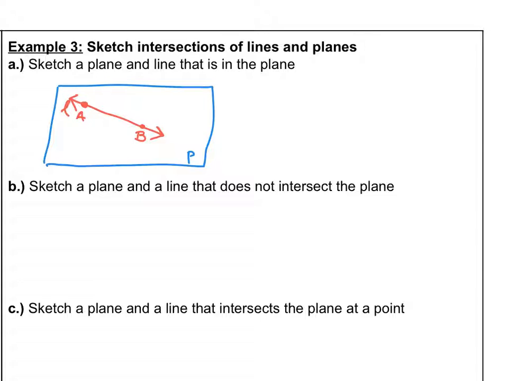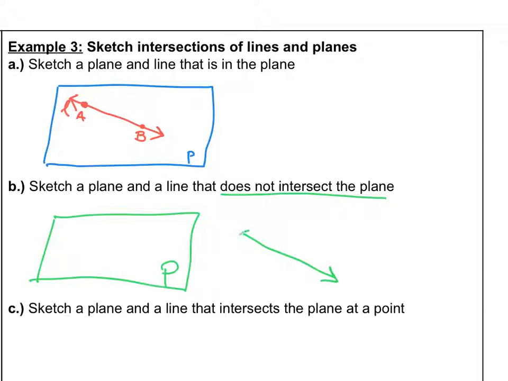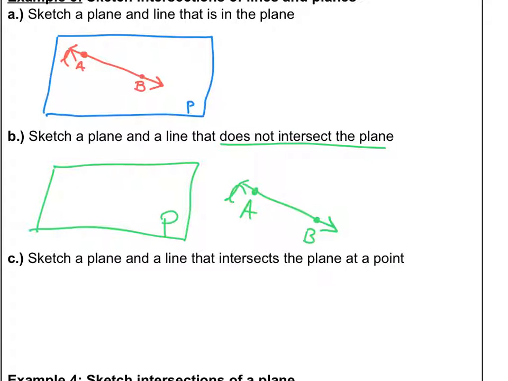Example 2 asks us for a plane and a line that does not intersect the plane. So I have my plane again. We'll call it plane P. But I need a line that does not intersect the plane. That's pretty simple. Just draw it out here to the side. And we'll just say that those two never intersect. There's no way that this line will intersect that plane. Okay, so that's a line that does not intersect the plane.